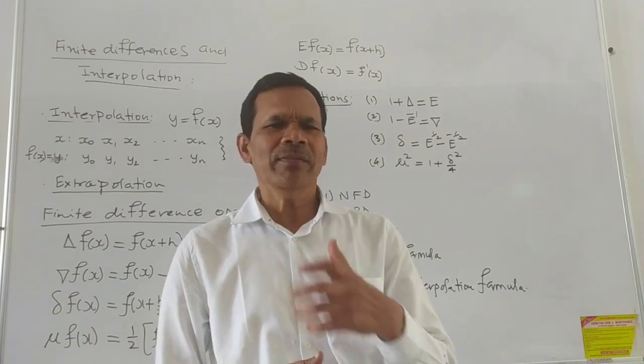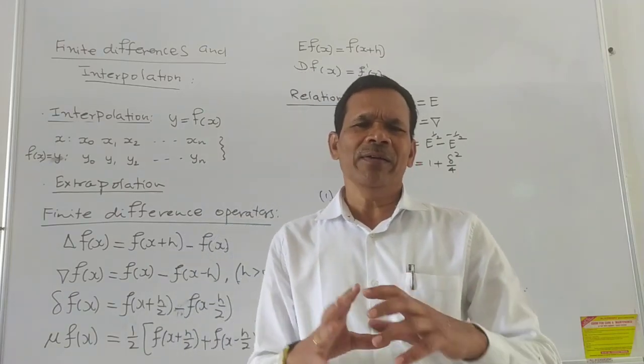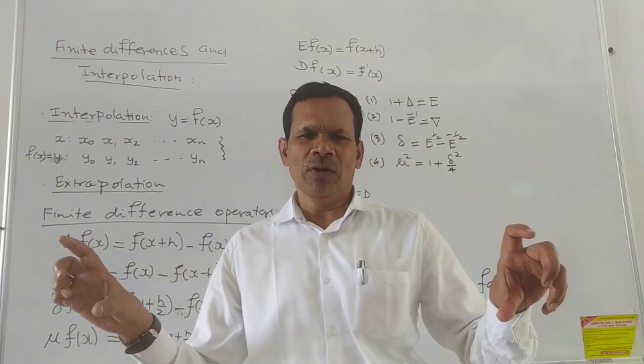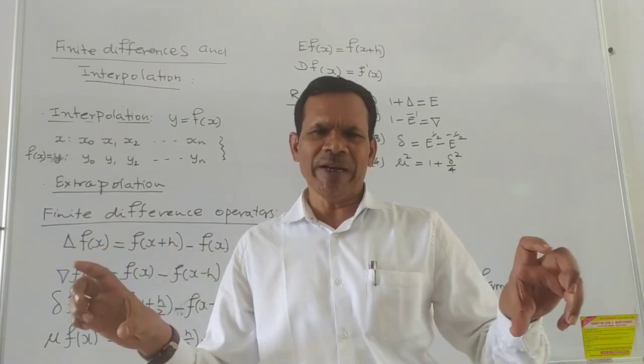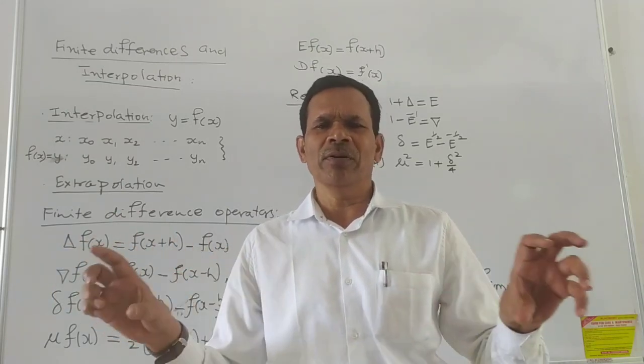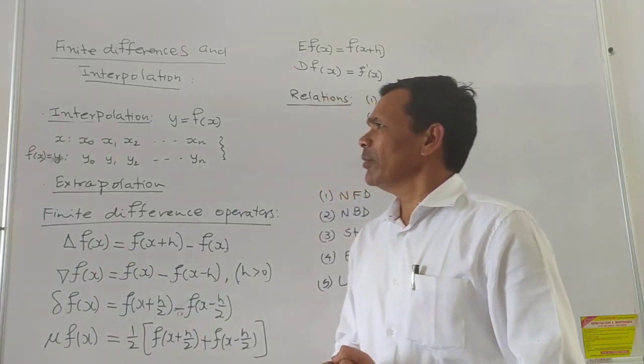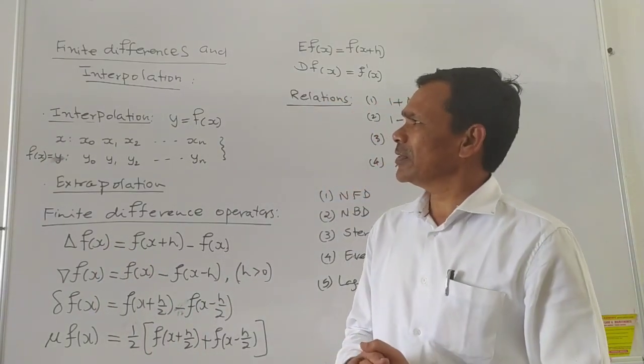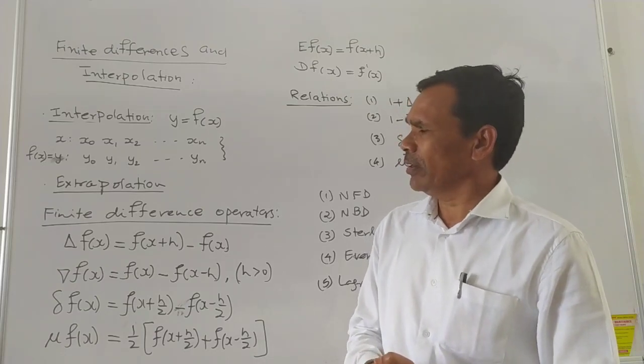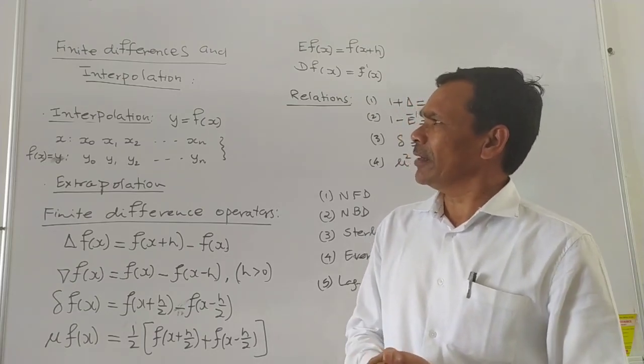That means you need to find a polynomial which passes through that particular data, an approximating polynomial, to cater to your need. So it's a tough job. That's why we need to introduce finite differences and interpolation here. Let us see what exactly that is.